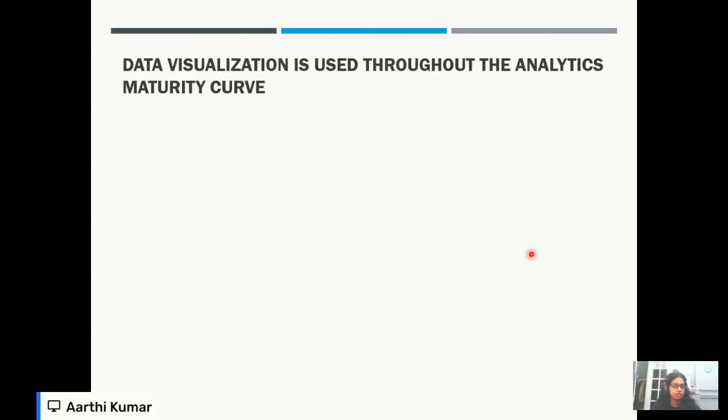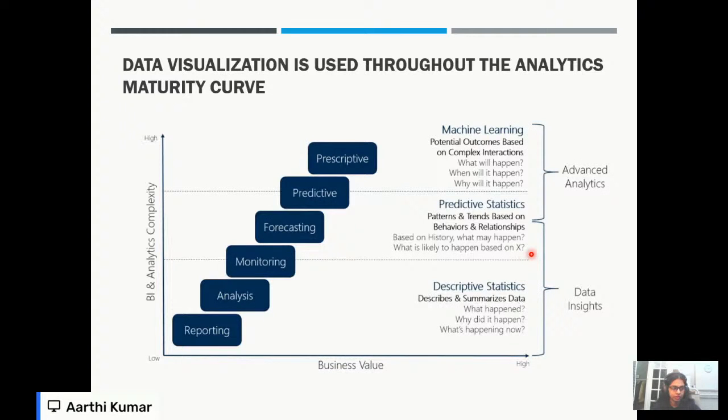And data visualization is used throughout the analytics maturity curve. If you look from basic reporting to prescriptive analytics, data visualization is used everywhere. In exploratory data analysis, data visualization is used in answering the questions: what happened, why did it happen, and what is happening now. And similarly, this paves the foundation for doing your predictive, prescriptive, and forecasting.